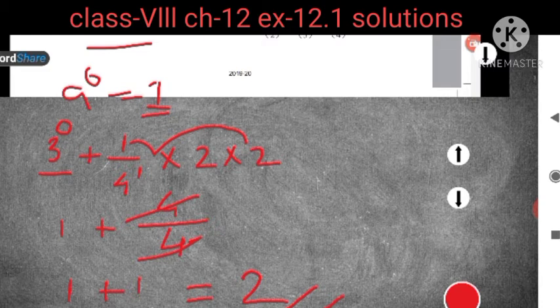So the answer is 2. Here for 3 to the power 0 what we got? 1, isn't it? So 4 to the power minus 1 is equal to 1 upon 4 to the power 1, and 2 to the power 2 is equal to 2 into 2, isn't it? So 2 into 2 is equal to 4. So 4 got cancelled, and what is remaining? 1, because 4 divided by 4 is 1, isn't it? So 1 is remaining. You cannot keep this blank, so we have to put 1. So 1 plus 1 is 2. So now come to the next question.